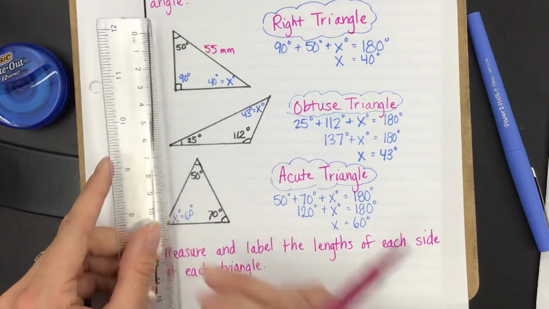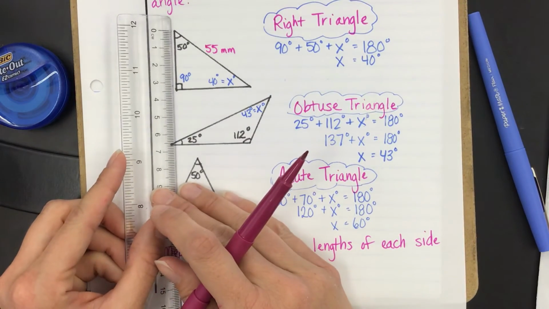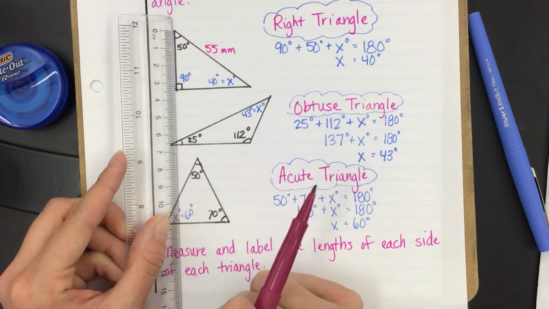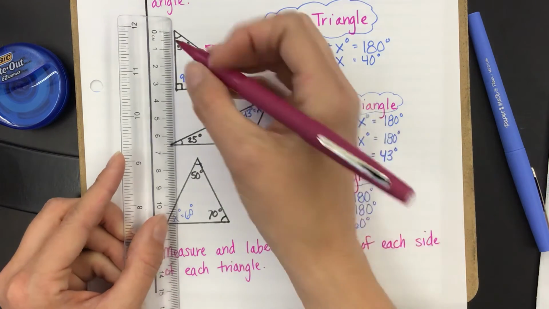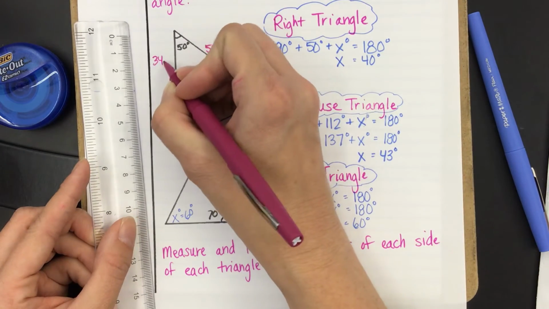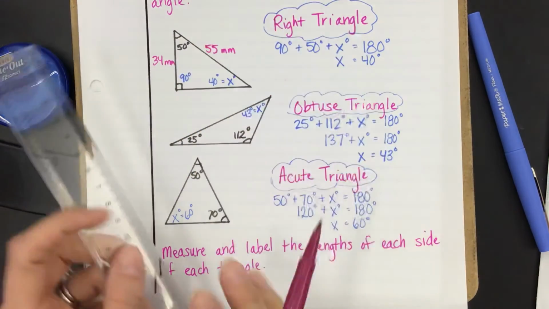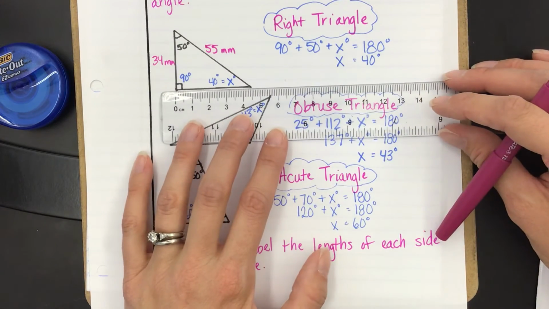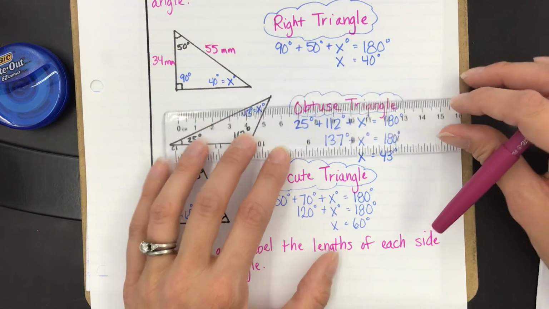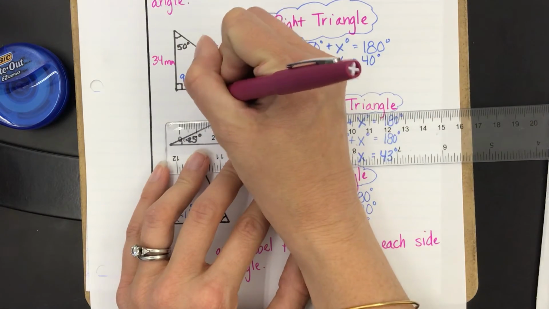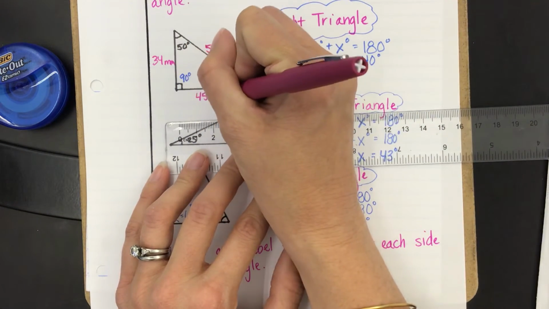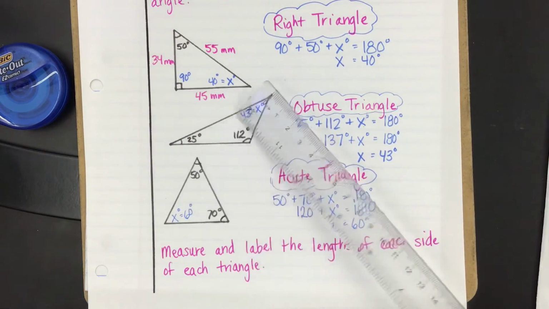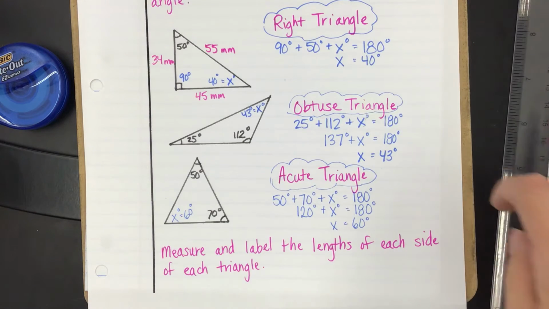Okay. Now if I measure here, that looks like it's about 34 millimeters. And then I'm going to measure this last side of this triangle. That looks like 45 millimeters. Okay, so go through and measure the sides of the other two triangles.